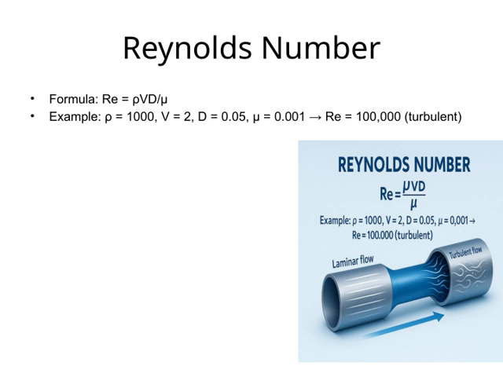For example, suppose we have a fluid with a density of 1,000 kilograms per cubic meter, moving at a velocity of 2 meters per second, through a pipe with a diameter of 0.05 meters, and a dynamic viscosity of 0.001 Pascal seconds. Plugging these into the formula, we get a Reynolds number of 100,000. And what's important here is that a Reynolds number of this magnitude indicates turbulent flow. This example illustrates how the Reynolds number can guide us in predicting flow behavior, which is essential for designing efficient systems and understanding fluid dynamics overall.